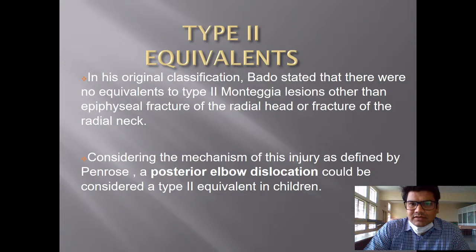Type 2 equivalents: in the original classification, Bado stated that there were no equivalents to type 2 other than epiphyseal fracture of the radial head. The posterior elbow dislocation can be considered a type 2 equivalent. So type 2 equivalent in children: type 2 is posterior dislocation of the radial head with posterior angulation. It is Bado type 2 Monteggia. Posterior elbow dislocation can be considered equivalent to Bado type 2 Monteggia.